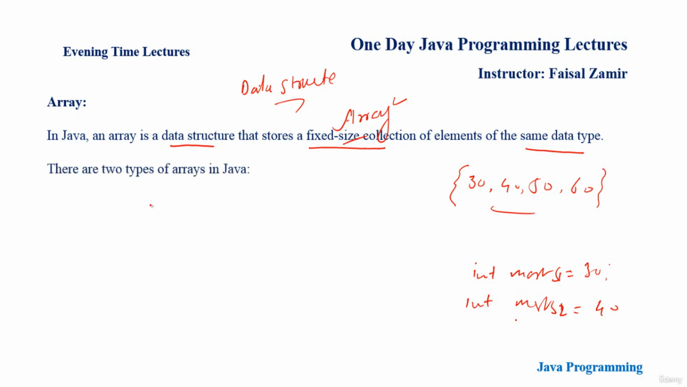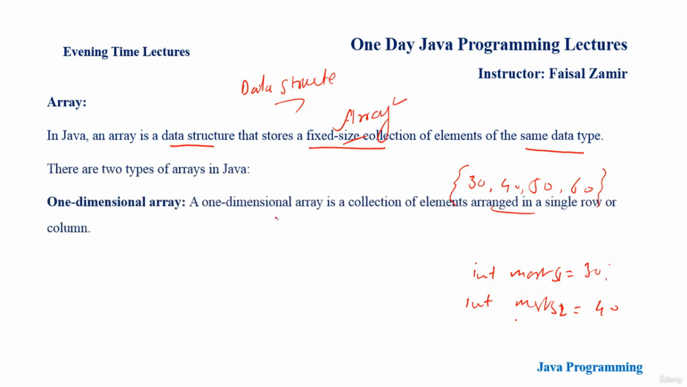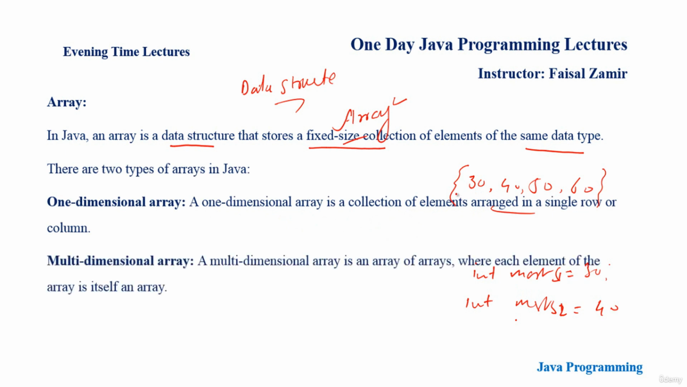So there are two types of array in Java. One is the one-dimensional array. A one-dimensional array is a collection of elements arranged in a single row or single column. You can see that it may be a single column or a single row. But in case of a multi-dimensional array or two-dimensional array, your data will be stored in table form, or you can define it as: a multi-dimensional array is an array of arrays.